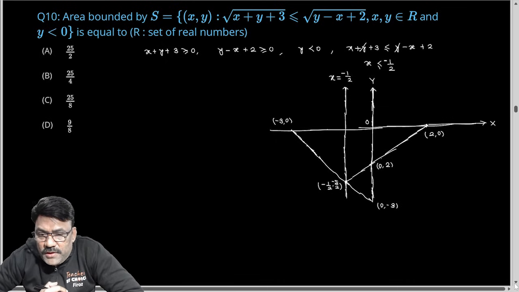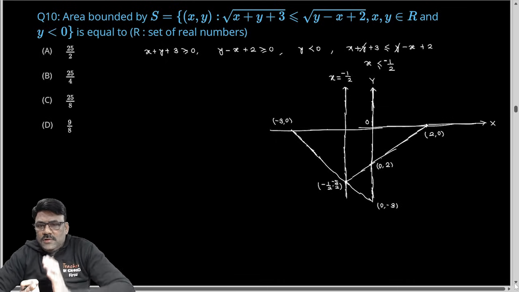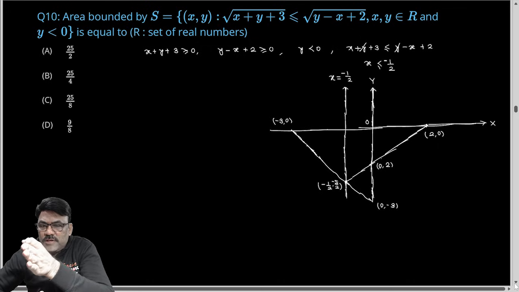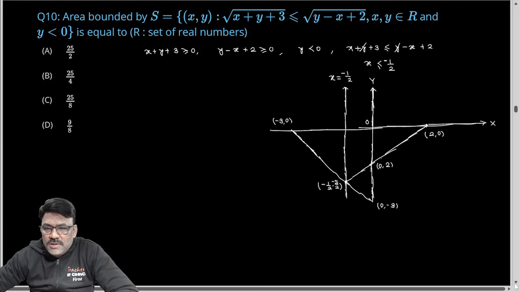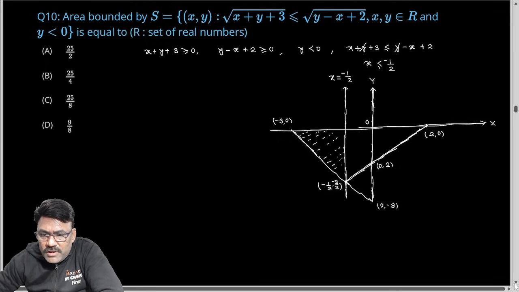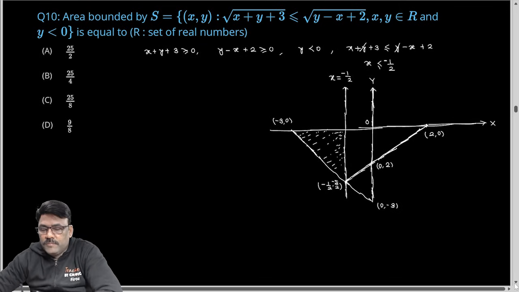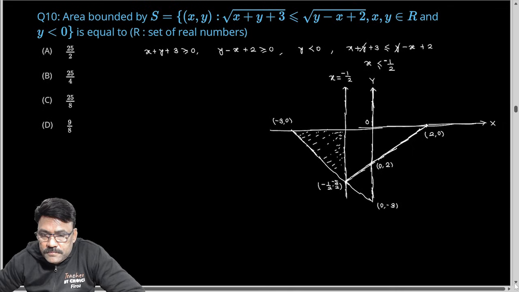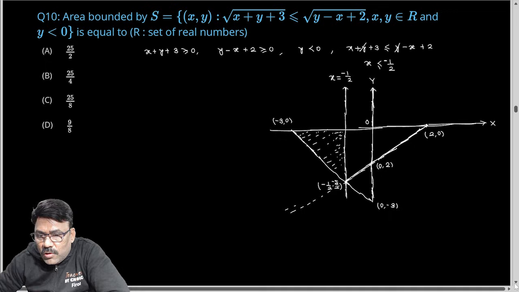Now which area you have to find? You have to find the area on the left side of this vertical line, x is equal to minus half, below the x-axis, and on the upper side of this line, and also on the upper side of this line, because it is greater than or equal to 0. So actually the common area is this shaded area only.